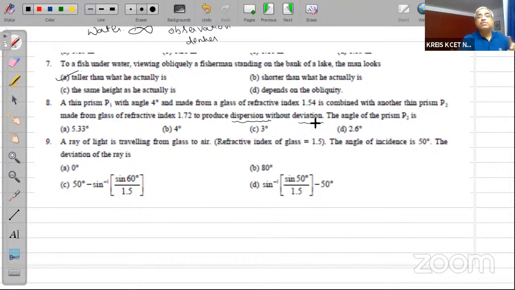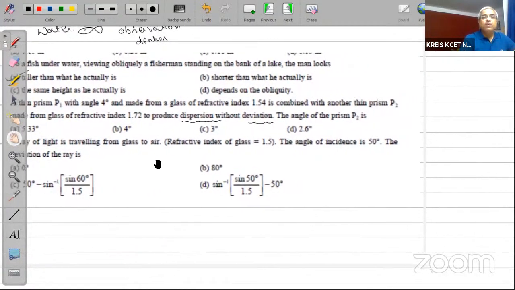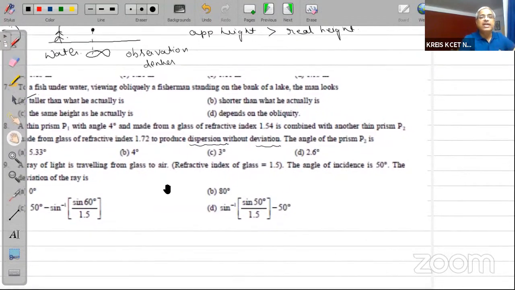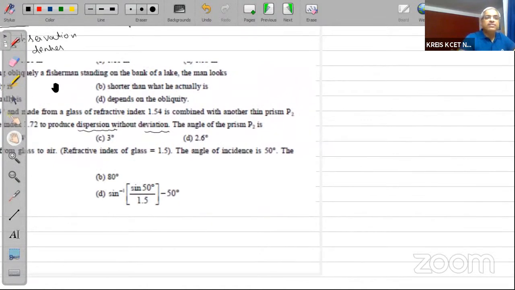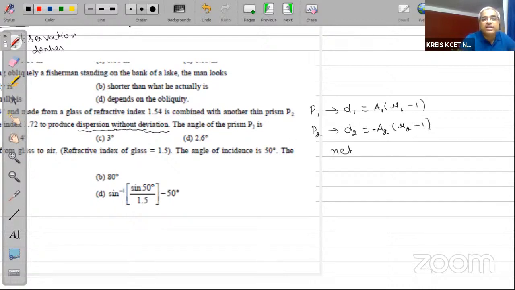There should not be any deviation, but dispersion can be there. If they ask how we can find this relation in such a time, it is very simple. The deviation for the first prism P1 will produce a deviation D1, which will be equal to A1 into mu1 minus 1. P2 will produce a deviation D2, which will be equal to A2 into mu2 minus 1. Now the net deviation must be 0. Without deviation means the net deviation must be 0. Net deviation should be equal to 0.